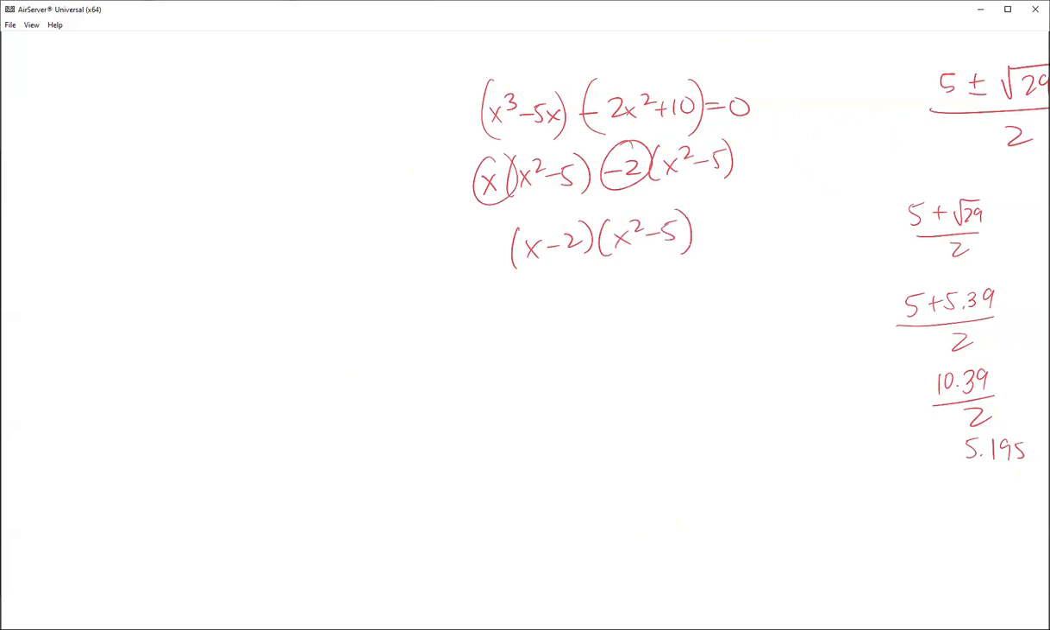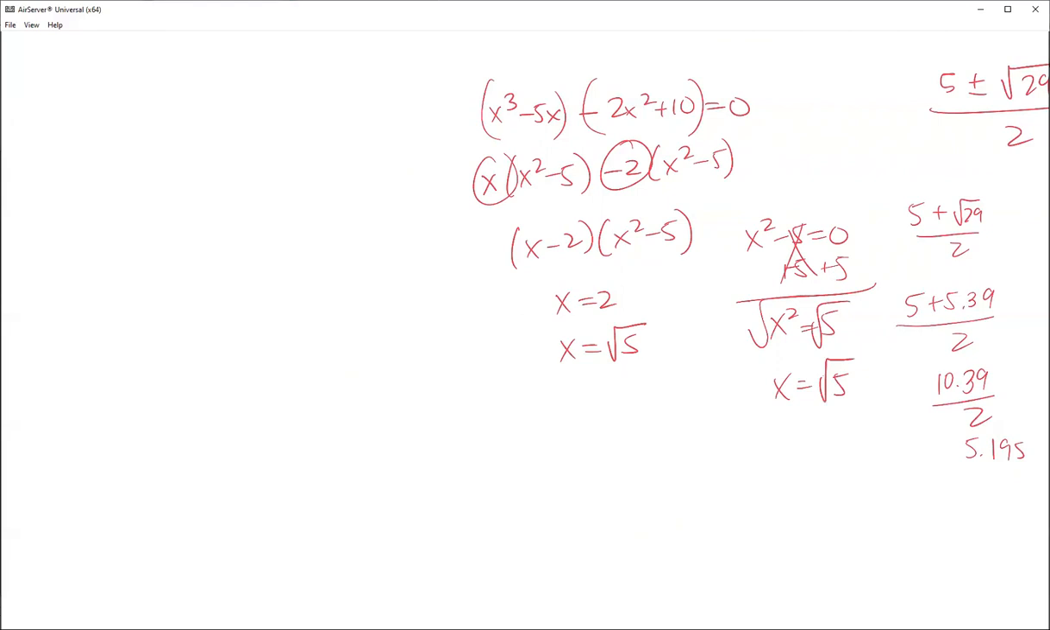So if it has to solve, it is x equals 2, and x is equal to the square root of 5, because remember, when you do something like this, you add the 5, it'll be x squared is equal to 5, you get the square root, so x is equal to the square root of 5. Okay.